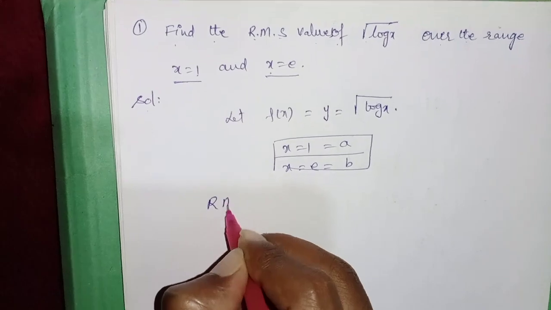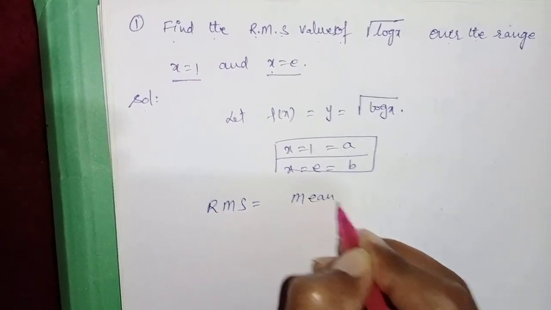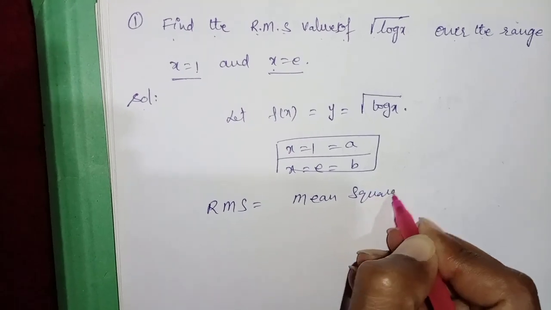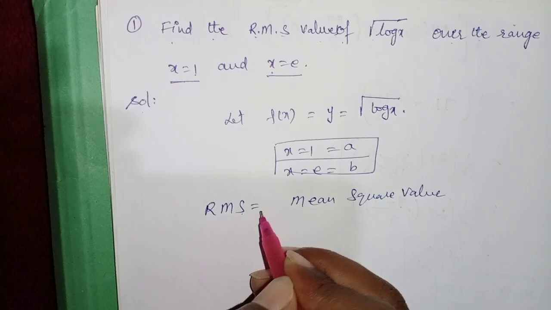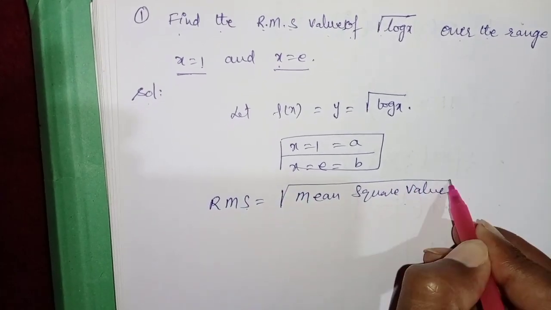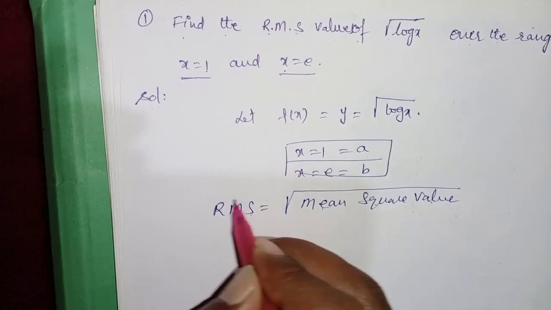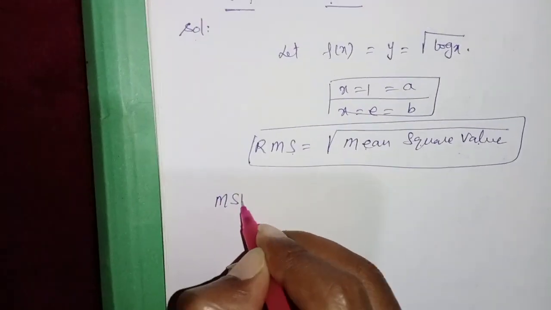If we want to find the RMS value, first of all we have to find the mean square value. See, RMS value is not at all equal to mean square value. RMS value means under root of mean square value. So first of all, find MSV.